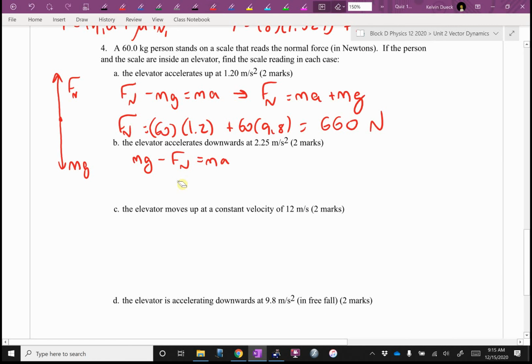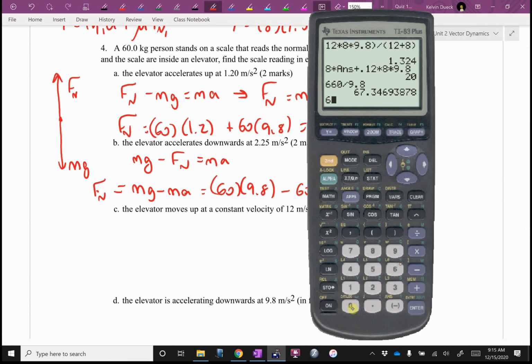How would I get the Fn by itself here? Swappy dance. We'll get mg minus ma equals Fn. So it's going to be 60 times 9.8 minus 60 times 2.25. Do you get 453? If I'd said, what does the scale read in kilograms? On the way down, this person feels like they have a mass of 46.2 kilograms, even though their actual mass is 60.